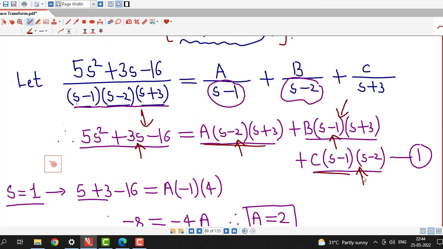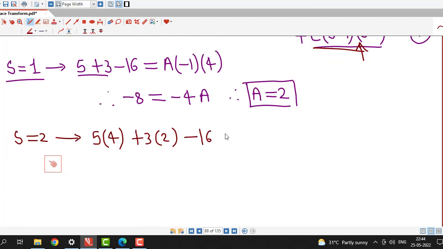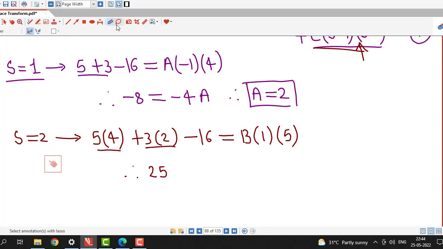These two terms will be 0 for s equal to 2. So here we will have b times (2 minus 1) and (2 plus 3). So this is equal to b times (2 minus 1), that is 1, and (2 plus 3), that is 5, and this is going to be 20 plus 6 minus 16. Okay, we write one more step: 20 plus 6 minus 16 is equal to 5 times b.